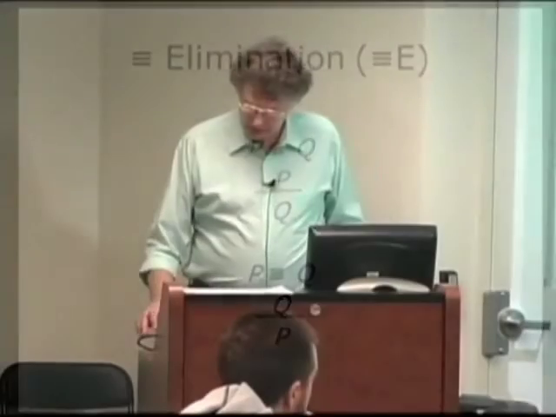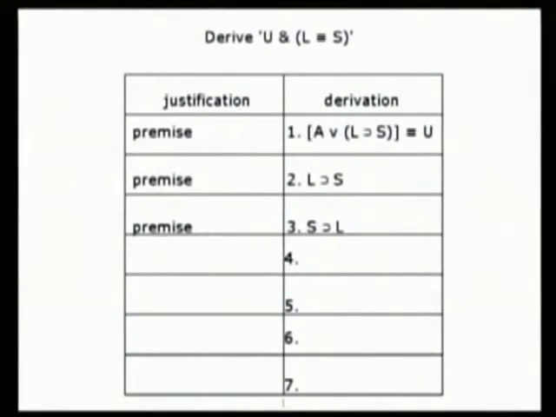All right, now, what I want to do is to sort of demonstrate this in action. I'm going to work on this myself. You don't need to start on your own. I'll give you another one in a second. In this particular case, the objective is to derive U ampersand L triple bar S. I'm looking for suggestions from any of you as to what a good first move might be. Adam? Equivalence introduction on lines 2 and 3.